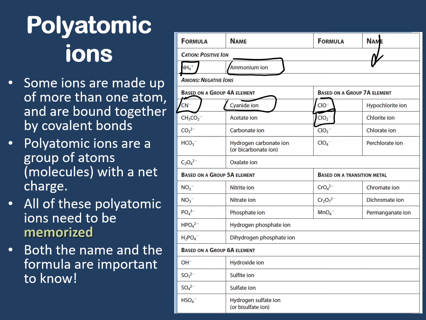Hypochlorite, chlorite, chlorate, perchlorate, in that order. These are all polyatomics, and you should know their formula and their name, and vice versa. You should also know their charges. So for instance, if we see C2O4 in a compound, we should know that it's a -2 charge overall. There's a list of polyatomic ions that I have posted on Canvas that you are responsible for memorizing. Please look for it there. It should be under the information page for this week.